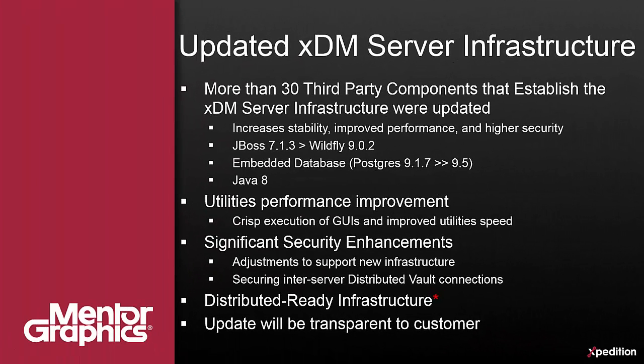The XDM server infrastructure had gone a tremendous update of many of the third-party components that it relies on. This includes the main components such as the application and web server, the embedded database, and Java. All to be up to date with the latest technology with all the security patches in place. The updated infrastructure increases the stability of the XDM server and improves its performance as well as the performance of the utilities.